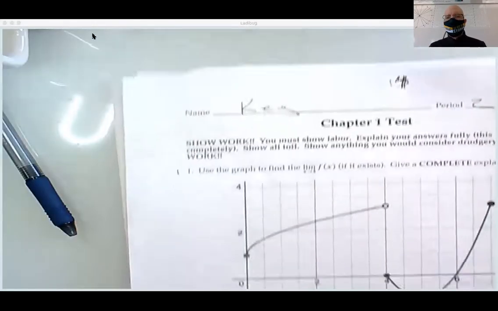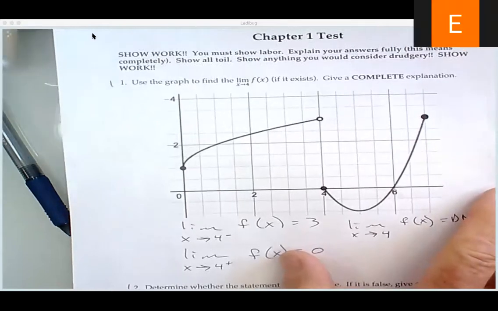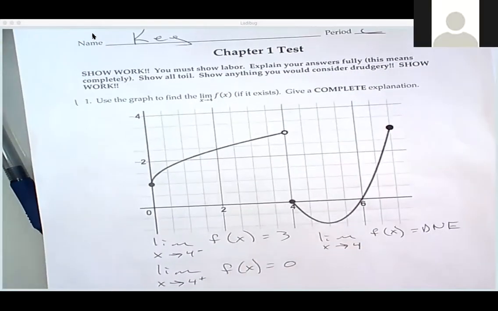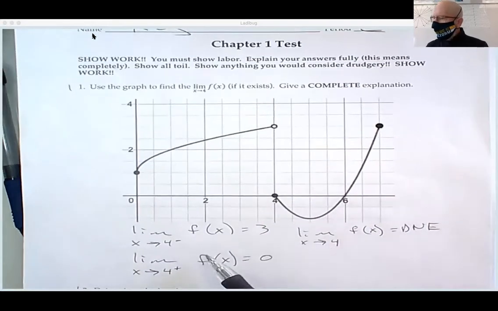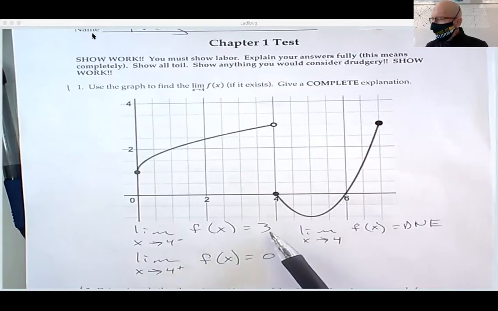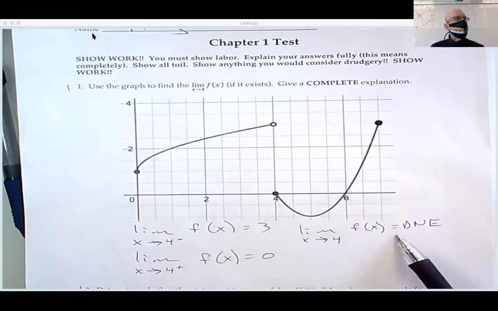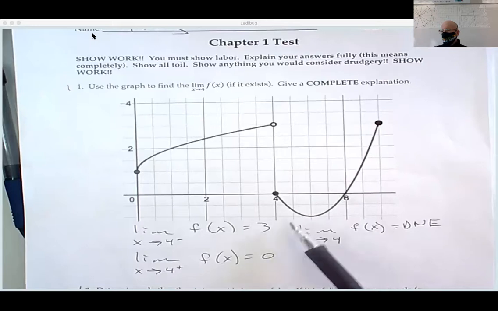Do you see where it says key right here? Yes. Okay. So this was worth 1 point. You can see I wrote 1 right here. What I was looking for as an explanation is that you showed me that as you approached 4 from the left and from the right, you got 2 different values. So that limit did not exist, okay? Some people simply said it does not exist because the values are different as you approach from the left and the right. If you didn't give me those values, I took off 0.2 of a point.